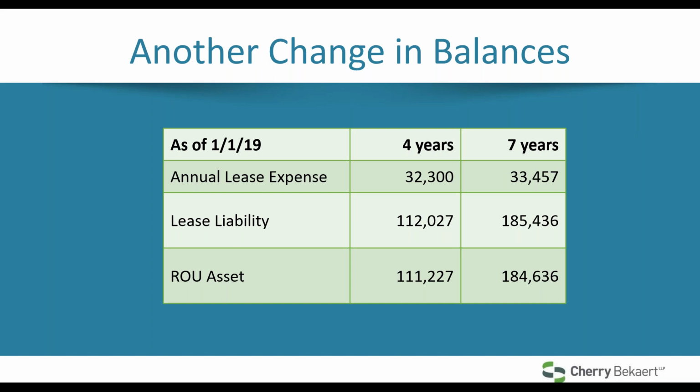It goes from 112 or 111 to 185 and 184. And so there's a big balance sheet impact just based on a 3-year extension of the term. And this is one of the pieces where, as an auditor, we're going to certainly look at this, because you can see the material effect this would have.